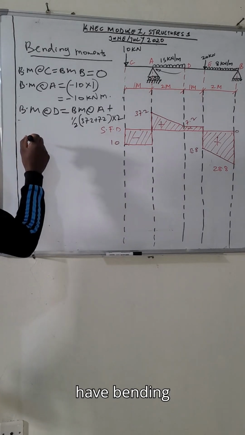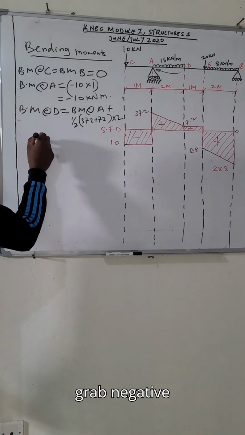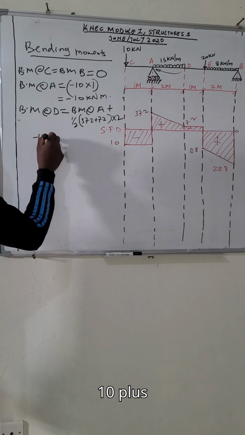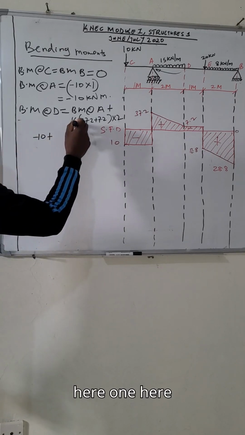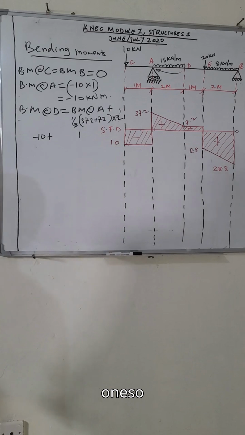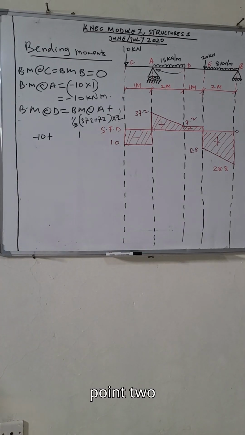So we have bending moment at A, we have negative 10, plus here 1, here 1. So that's 7.2, that's 7.2 plus 7.2.